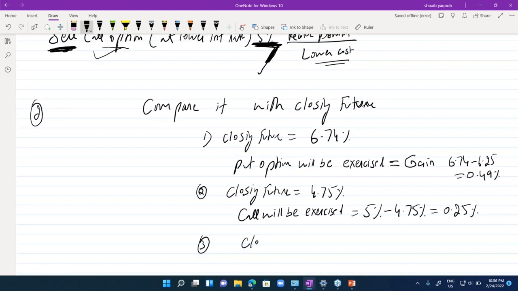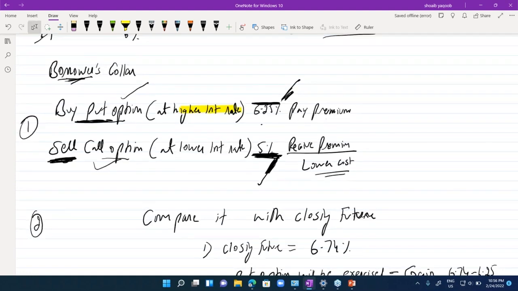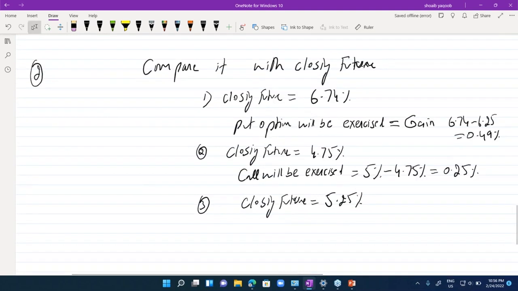Third scenario. If closing future is 5.25, even 5.1, let's take it 5.1. It will not be exercised. If interest rates are in between these two, no option will be exercised.